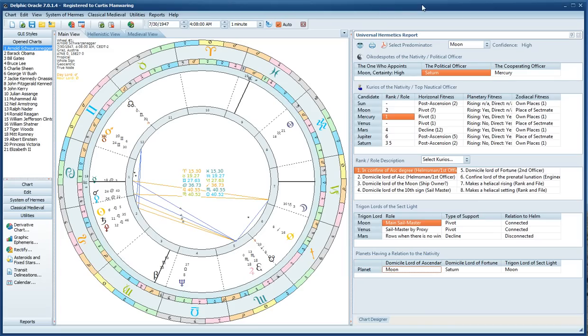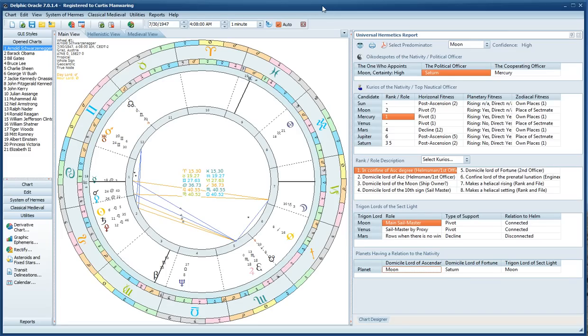To the next in the series on how to use Delphic Oracle. I'm going to delineate the chart of Arnold Schwarzenegger, and I'll walk through various areas of the program to give an overview of what this program does. Now, in the first part here, I'm going to focus on Universal Hermetics.